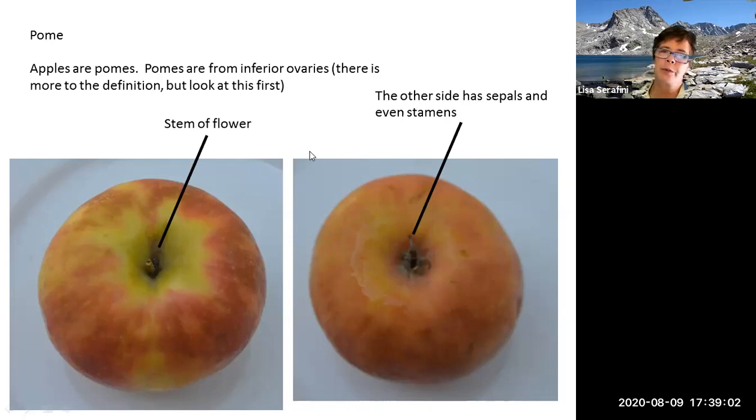But let's go on to pomes. P-O-M-E, not poem, but pomes. Apples are pomes, okay? And you have to have an inferior ovary. And there's more to the definition, but let's look at this first. So if you have the stem here, and then you look at the other side, these are the sepals, and you may also find stamens there. So if you hold it so that the sepals are on the top side, you can see the sepals would be above where the swollen part is, where the ovary is.